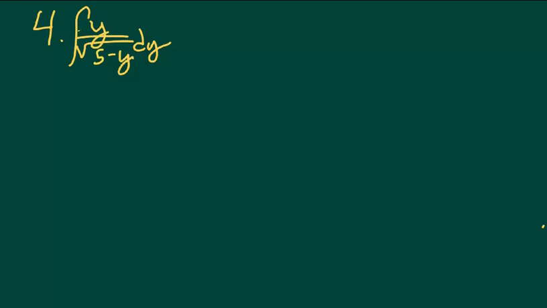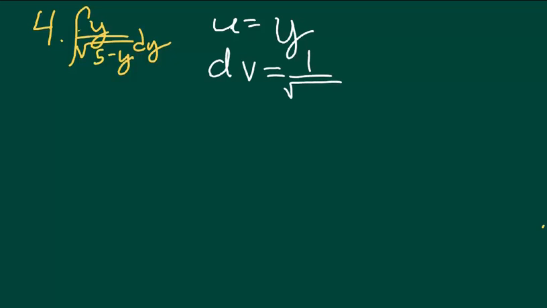So this example of integration by parts that we have here is the integral of y over the square root of the quantity 5 minus y dy, and let u equal y and dv equal 1 over the square root of 5 minus y dy. So now you can see that our original expression is equal to u times dv, and we're going to integrate and differentiate for dv and u respectively.